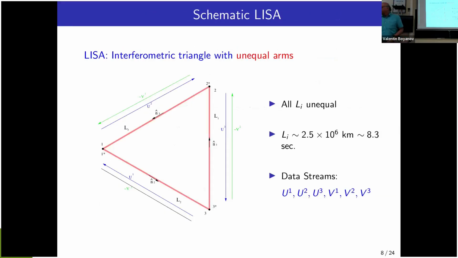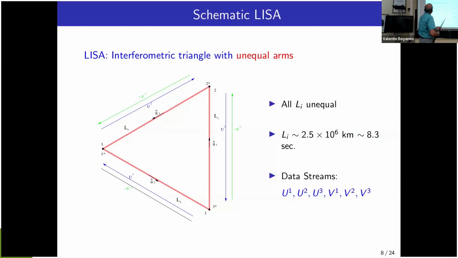So here is a LISA triangle. Here are unequal arms, and all the L_i are unequal. The current value of L_i is something like 2.5 times 10 to the 6 kilometers, about 8.3 seconds of light travel time. And you name these data streams as U1, U2, U3, V1, V2, V3.